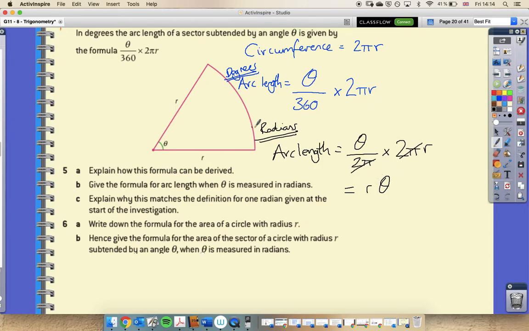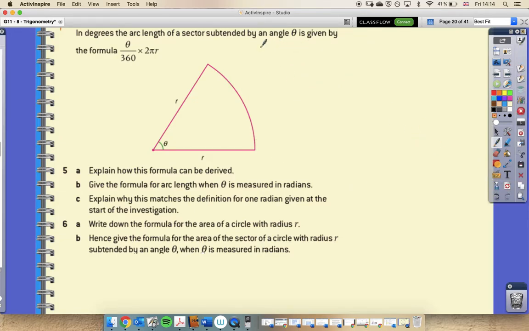We can look at the same if we're thinking about the area of the sector. So let's do the same again quickly. I'm going to get rid of this now. So if I wanted to find the area of a circle, we know that the area of a circle is pi r squared, pi times the radius squared. If we're working in degrees, we'd say it's theta degrees out of 360 is the proportion of the circle we're dealing with. We'd multiply that by pi r squared.